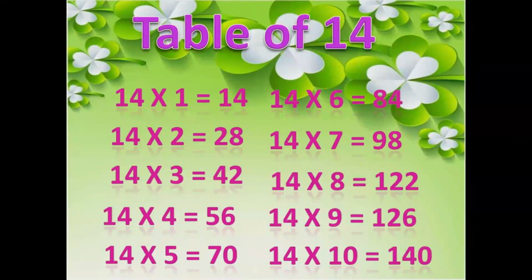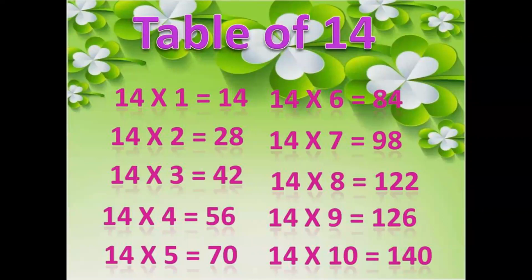14 ones are 14. 14 twos are 28. 14 threes are 42. 14 fours are 56. 14 fives are 70. 14 sixes are 84. 14 sevens are 98. 14 eights are 122. 14 nines are 126. It's 126. 14 tens are 140.